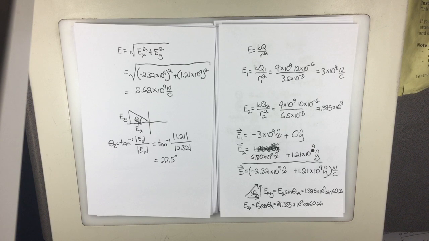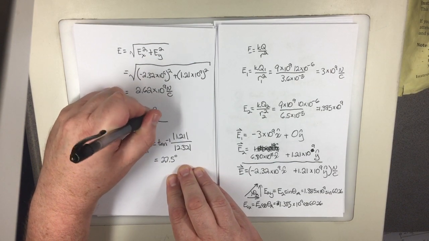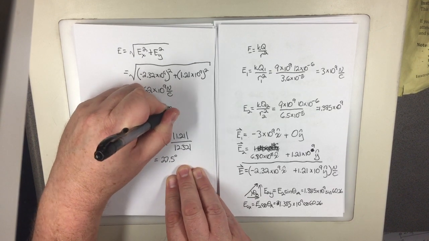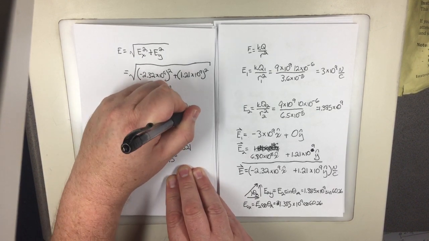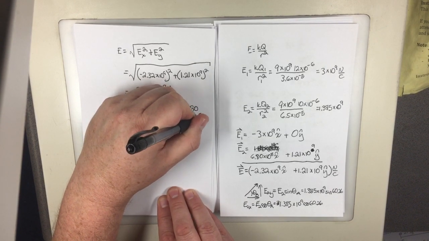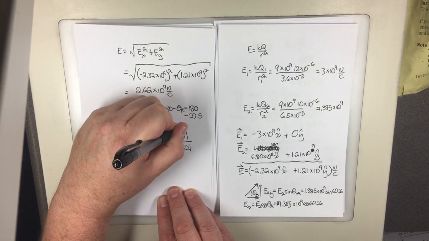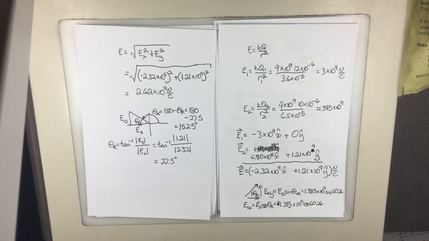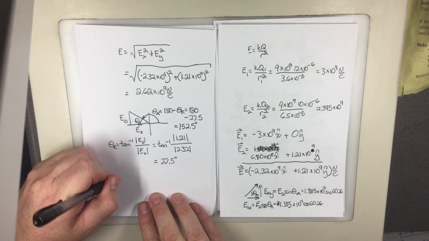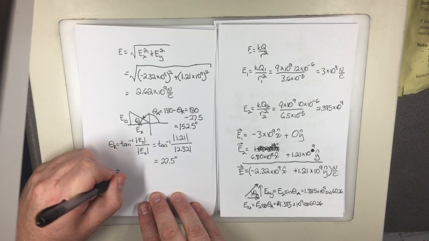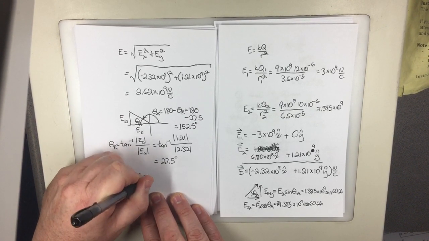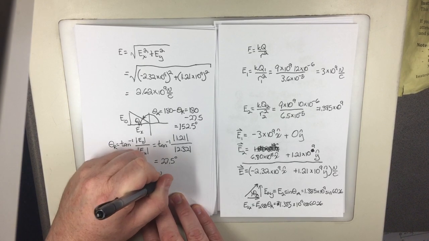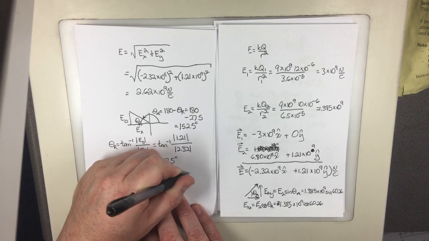It's a second quadrant vector. Second quadrant vectors have angles between 90 and 180. So to get this angle, theta A equals 180 minus theta R, which is equal to 180 minus 27.5. And that will give us 152.5 degrees, I think, if the adding is right. Okay. So my final answer, 2.62 times 10 to the 9th newtons per coulomb at 152.5 degrees.